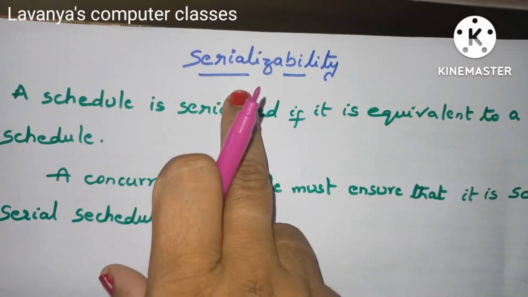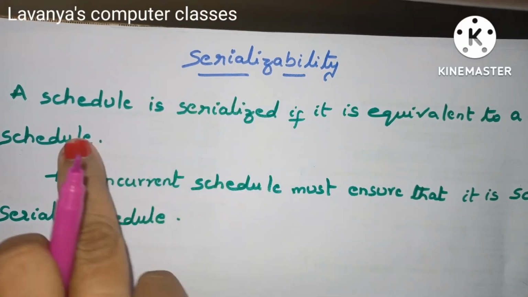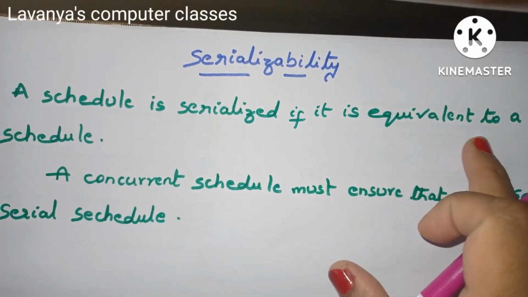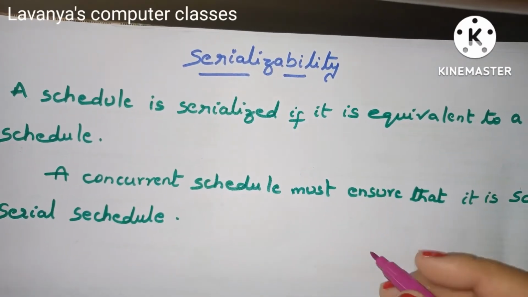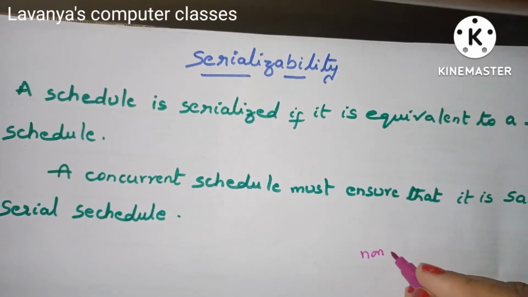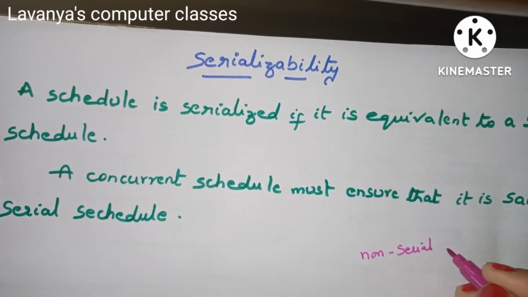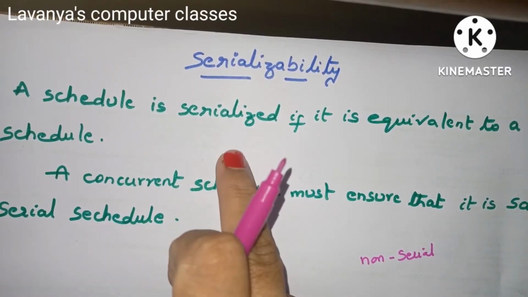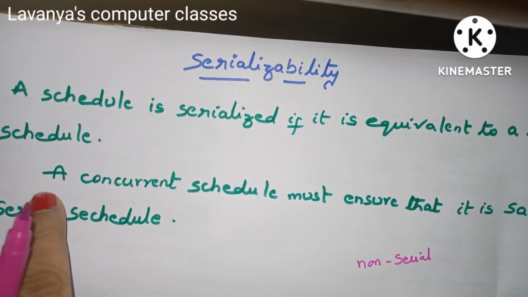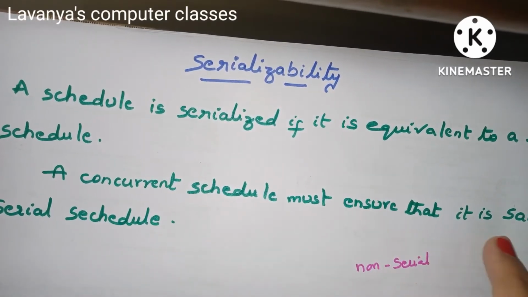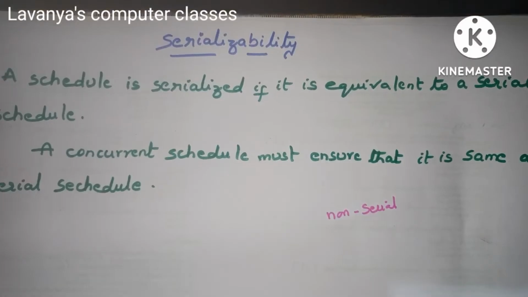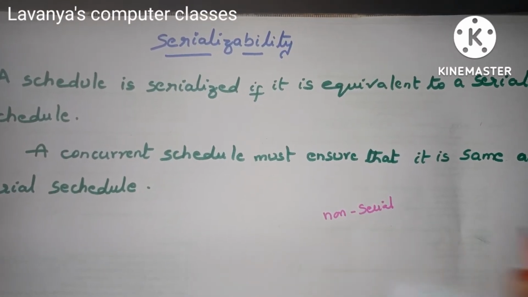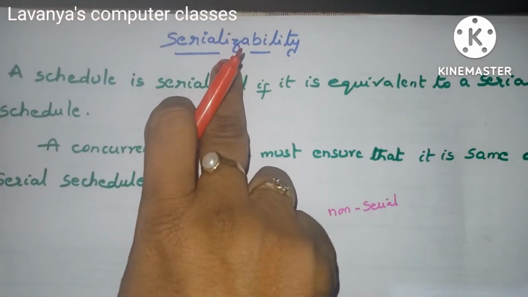Now we will go for the explanation of what serializability is. The definition: a schedule is serializable if it is equivalent to a serial schedule. First of all, we take any non-serial schedule. If it is equivalent to a serial schedule, that is called serializable. A concurrent schedule must ensure that it is the same as a serial schedule. So, any parallel schedule that can be converted into a serial schedule is called serializability.